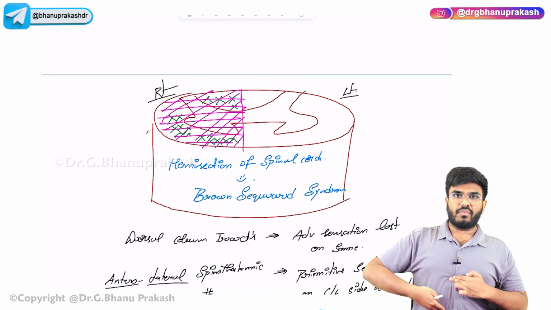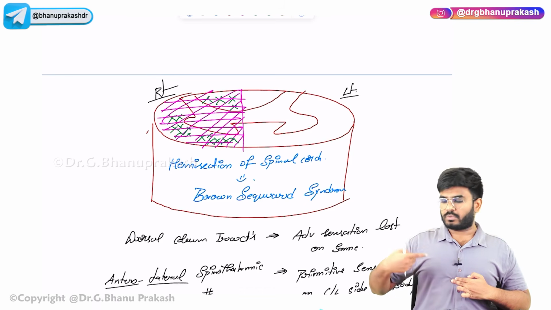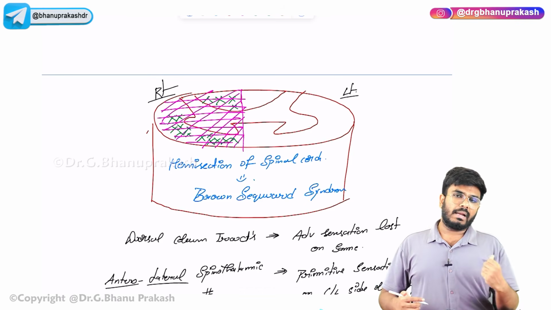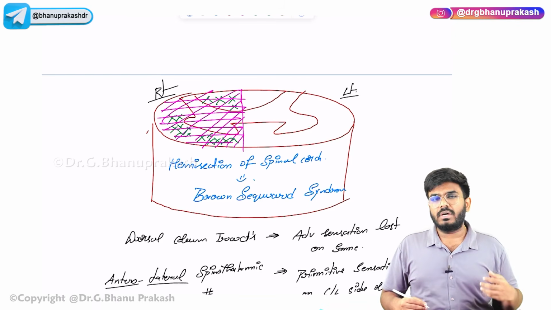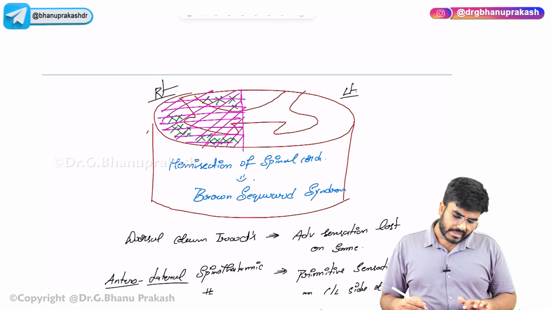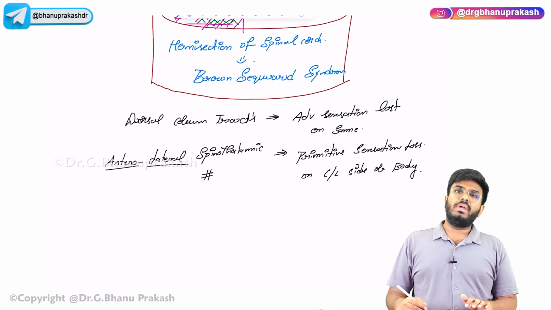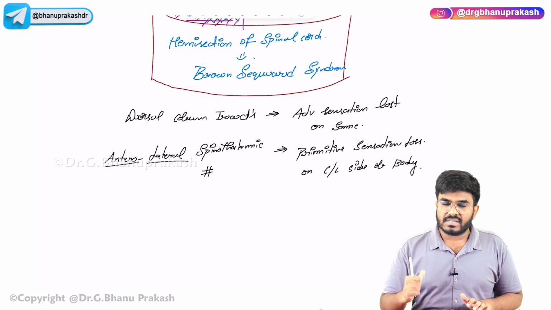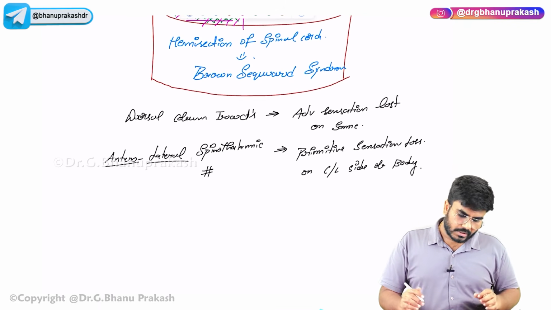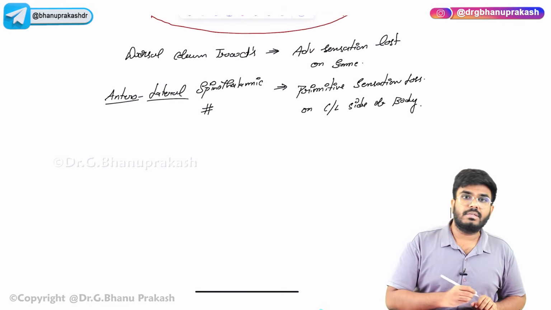So below the level of lesion, the person is going to lose the advanced sensations on this side of the body, the right side, and on the opposite side the patient is going to lose the primitive sensations like touch, pain, temperature and pressure. This syndrome is called Brown-Séquard syndrome. Ipsilateral advanced sensation lost, contralateral primitive sensation lost. So this is Brown-Séquard syndrome.